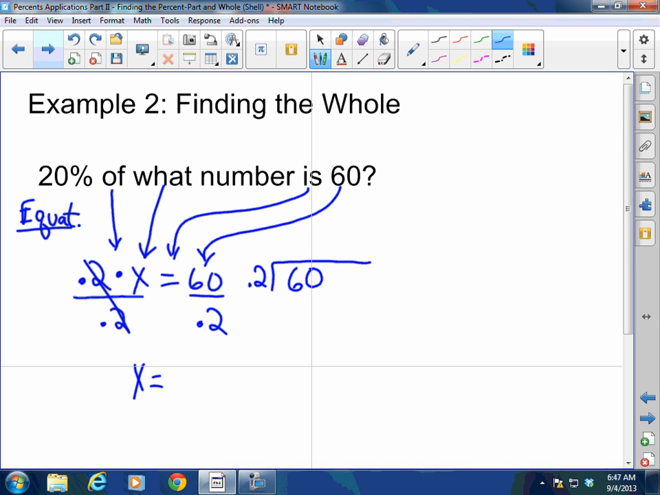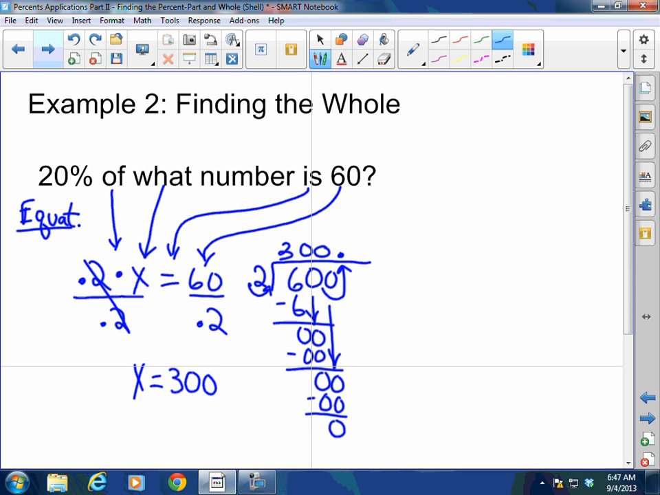Remember, the denominator always goes outside. Decimal to the right, decimal to the right. Bring it up so you don't forget it. 2 goes into 6 3 times. 0 and 0. See, even though I knew it, I like to show myself what I'm doing. That way I tend to make less mistakes. So I've got 300. And that is the whole.